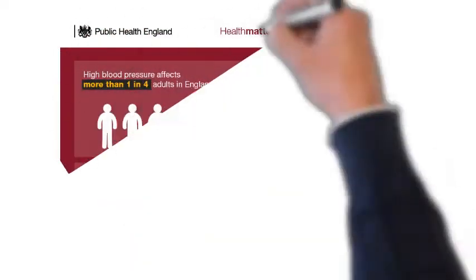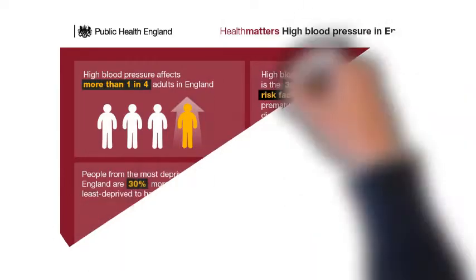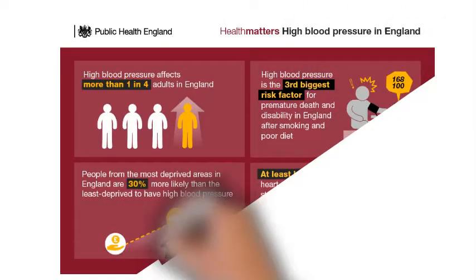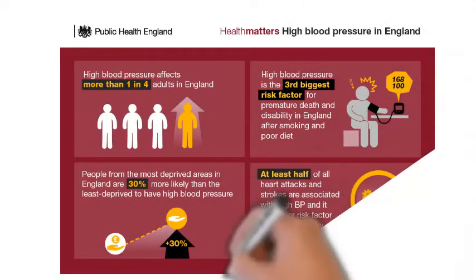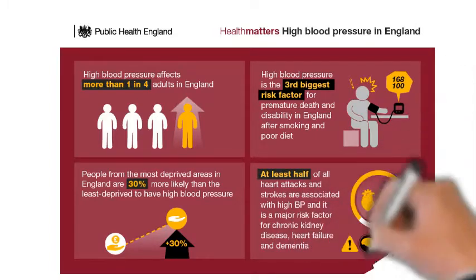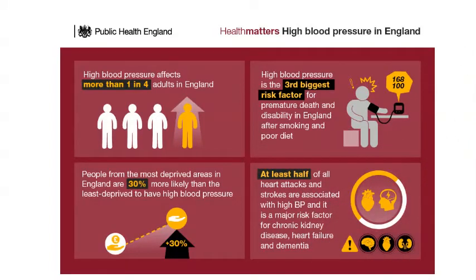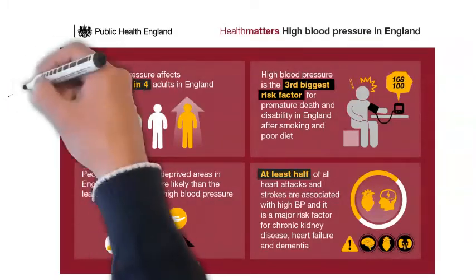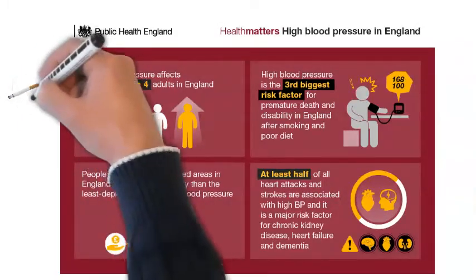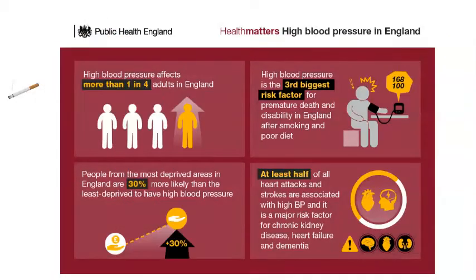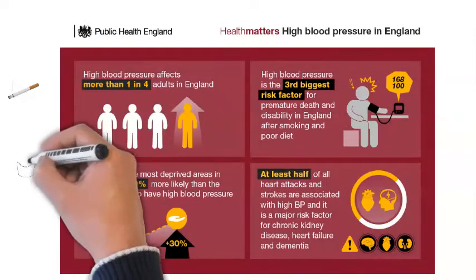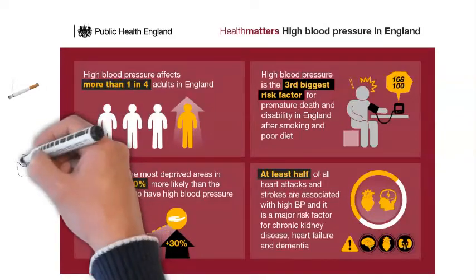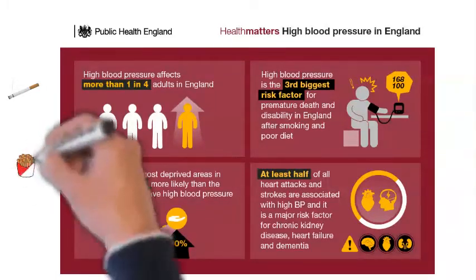We know that 1 in 4 adults in England have high blood pressure. Hypertension is 30% more common in areas of deprivation. If we look at premature deaths, high blood pressure is the third biggest risk factor for deaths and disability after smoking and poor diet. We also know that 50% of heart attacks and strokes are associated with high blood pressure, and this is also a major risk factor for patients with chronic kidney disease, heart failure, and dementia.